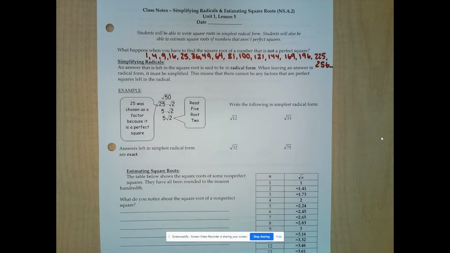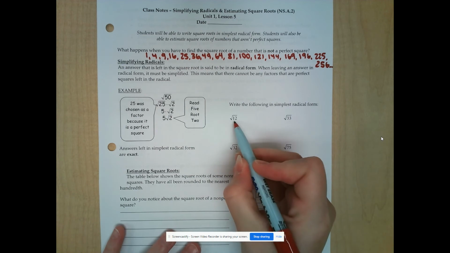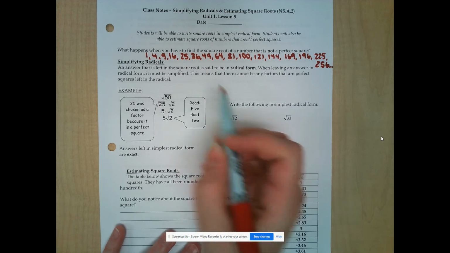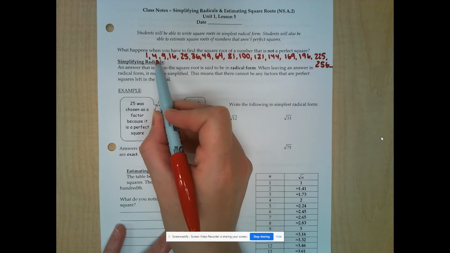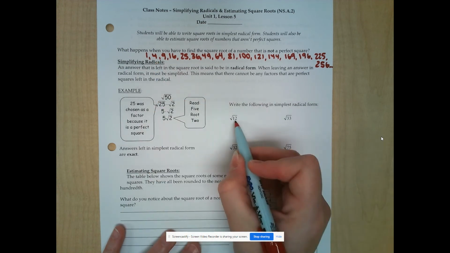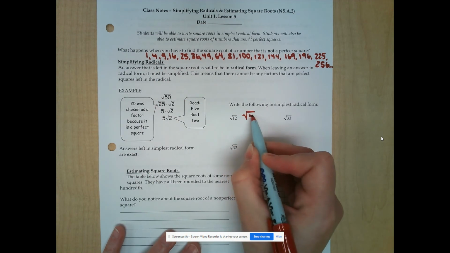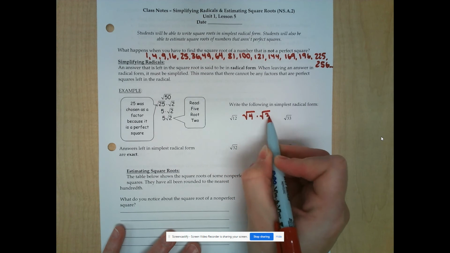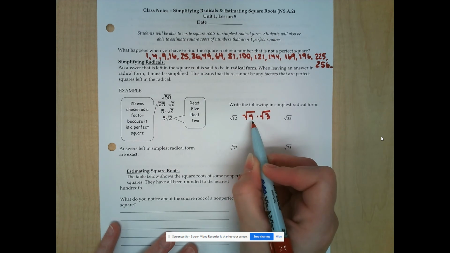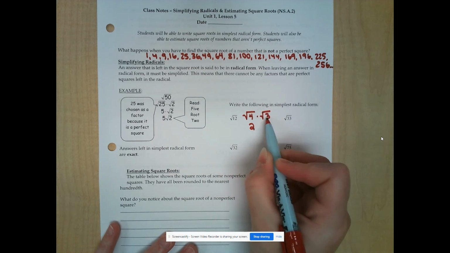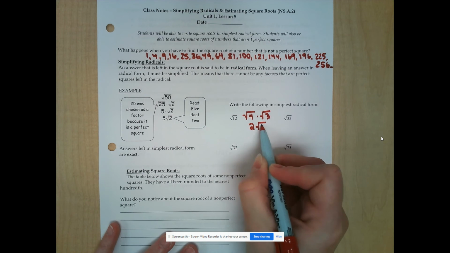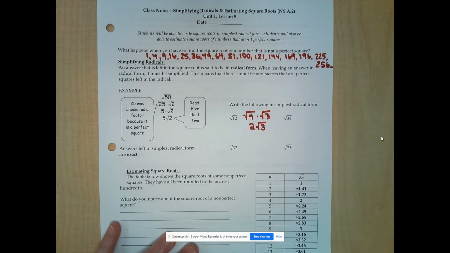So let's look at a couple of these in action. If I want to simplify the square root of 12, I'm going to look for factors of 12 that are on our list up here. 4 happens to be a factor of 12. 4 times 3 will give me 12. So I can write this as the square root of 4 times the square root of 3, knowing that I can take the square root of 4 and get 2. And since I can't take the square root of 3, my simplified radical form is 2 root 3.